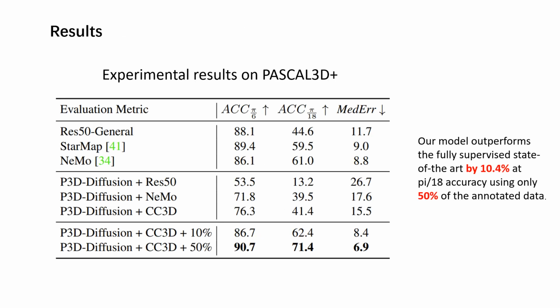Our CC3D model demonstrates remarkable results in 3D pose estimation on the Pascal 3D Plus dataset. When annotations of real images are not available, our proposed CC3D outperforms the NeMo and ResNet 50 baselines that use the same training data by a significant margin. When annotations of real images are available, our model outperforms the fully supervised state-of-the-art by 10.4% at pi/18 accuracy, using only 50% of the annotated data.